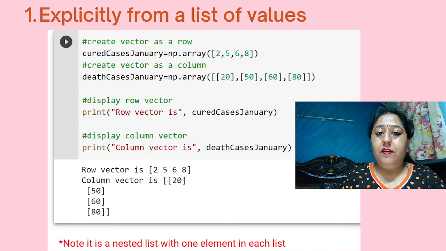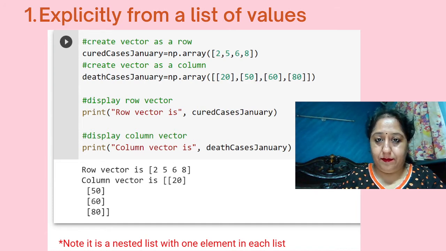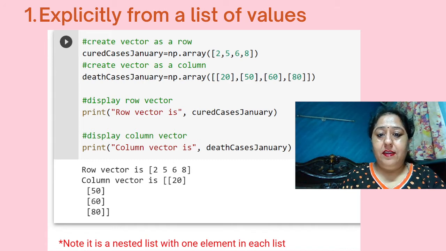Further, we create a vector as a column. In this case, instead of giving the values as a list, we give lists inside the array function, where each list consists of one element. You can see here, this is a nested list with one element in each list. First list consists of only one element 20. Second list consists of one element 50. Likewise, the other two lists. When we display these two vectors, we see that the first is a row vector and the second is the column vector.